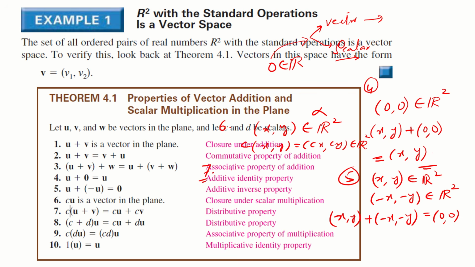Condition number 7, if you add two vectors u plus v, and if u is what? If that is (x1, y1), and v is another vector, that is (x2, y2). Now what about u plus v?